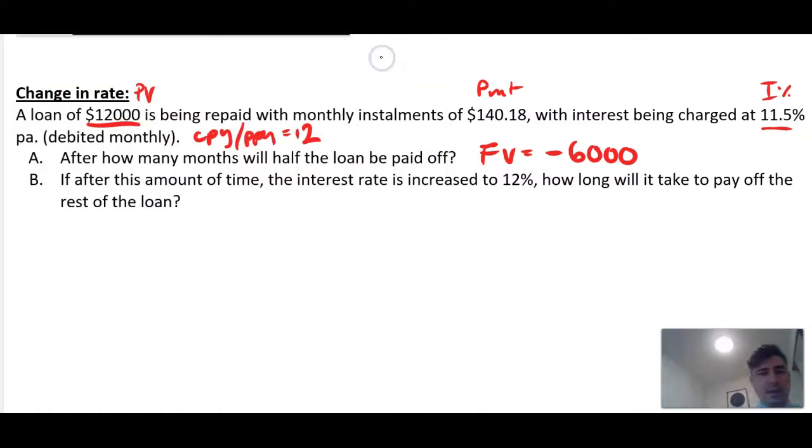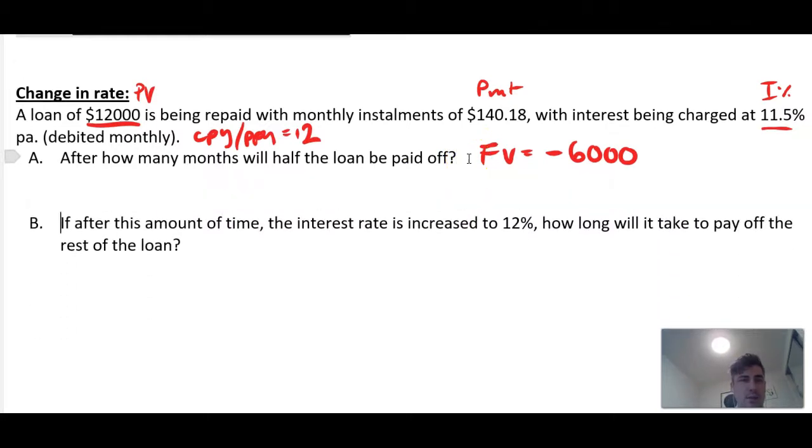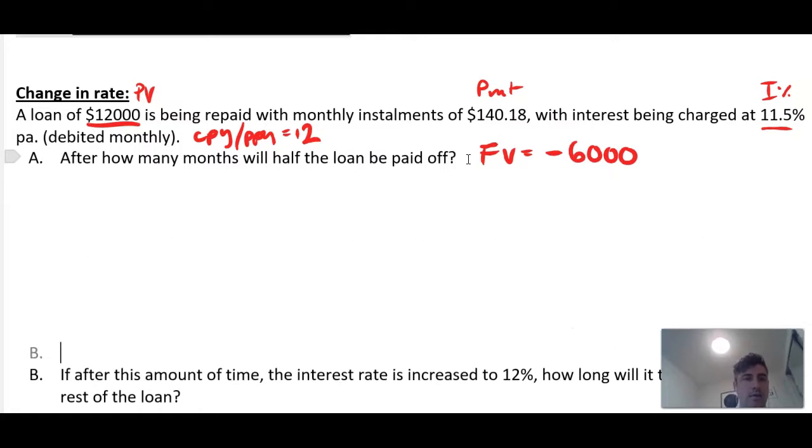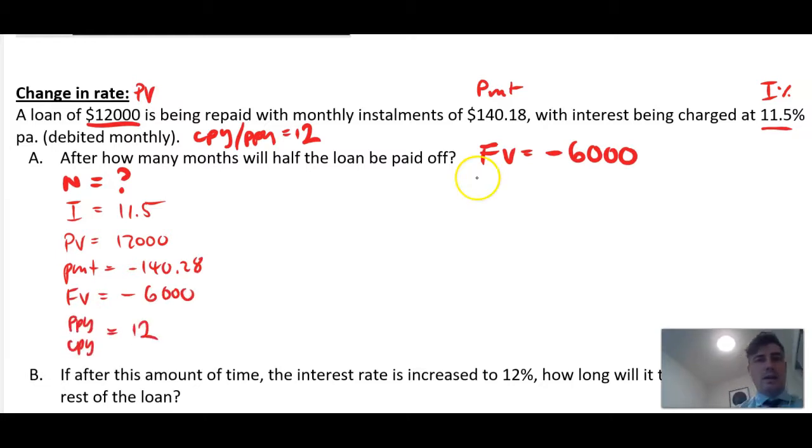So to show your workings out for this in a SAC, it's expected that you write down what you put in Finance Solver. So you write N equals question mark, I equals 11.5, PV equals 12,000. Okay, and then that gives us a value of 124.6. So we can say after.